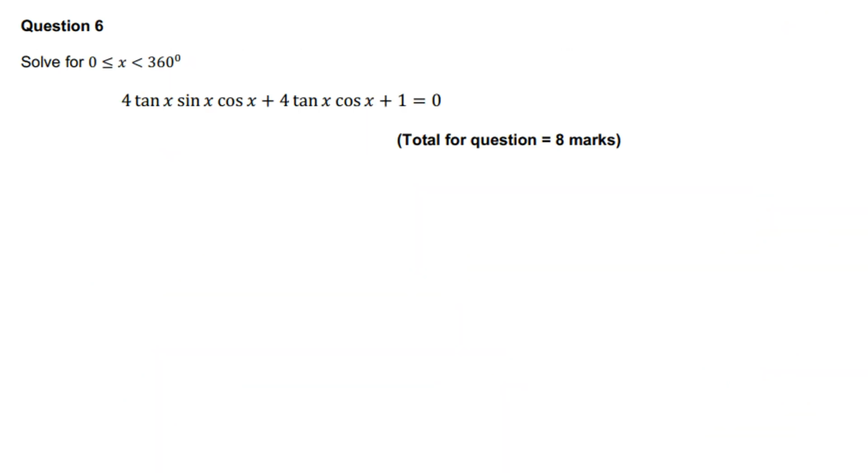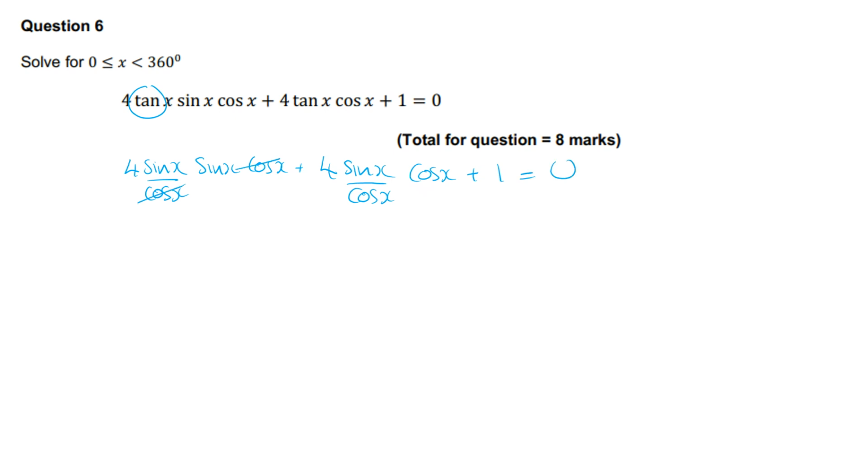Solving some trig equations, replacing the tan x for sine over cos. So we've got 4 sine x over cos x times sine x cos x plus 4 sine x over cos x, replacing the tan, cos x plus 1 is equal to 0.